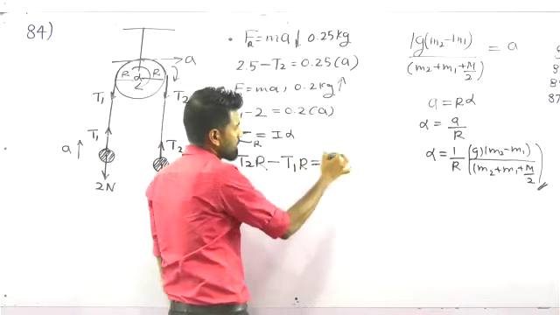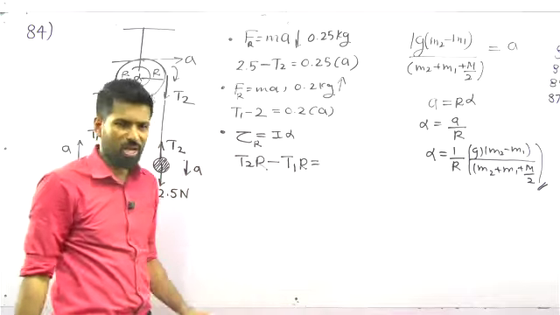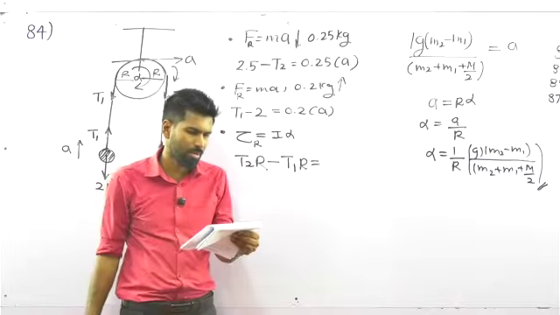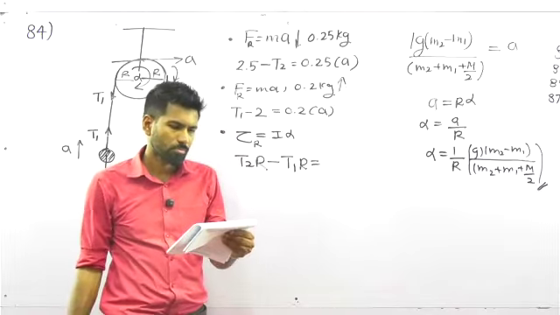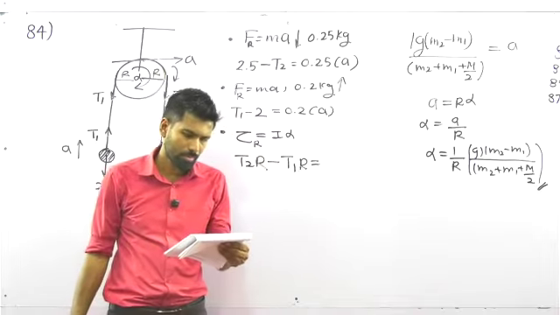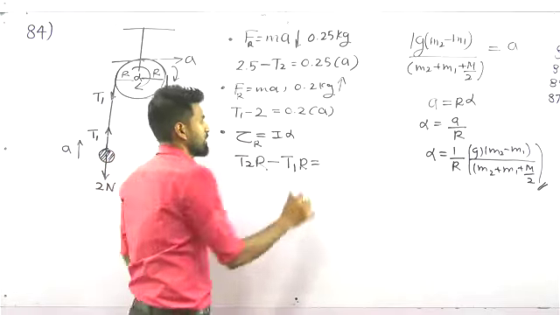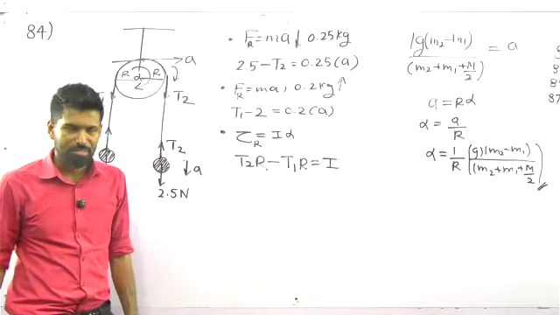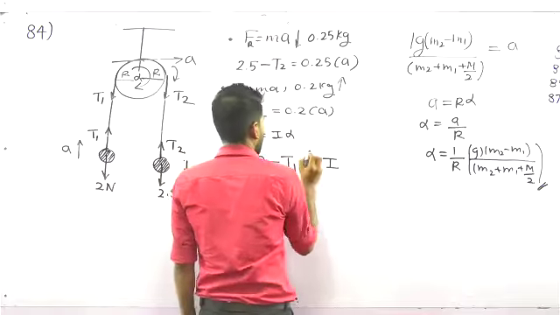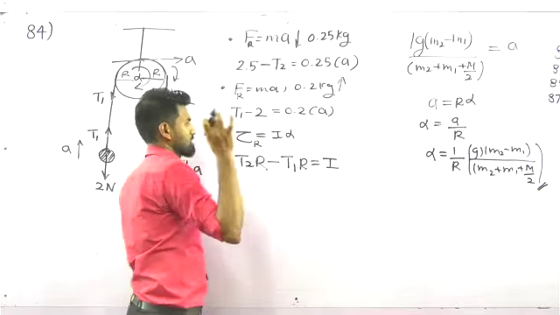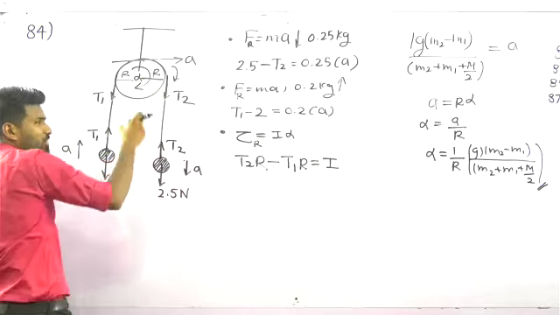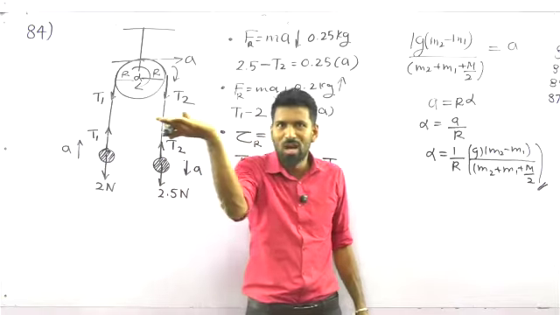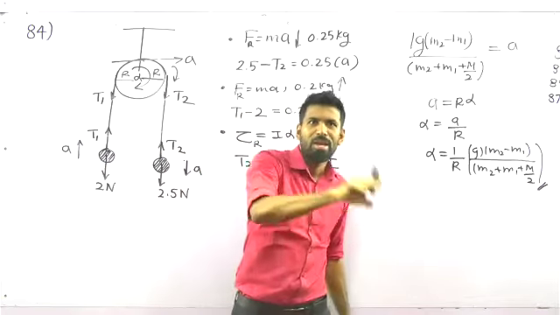T2R minus T1R is equal to the moment of inertia times alpha. Is the moment of inertia given? No, it's not given, it's asked. What is alpha? Angular acceleration that the pulley achieves when the tangential acceleration is governing the linear part.